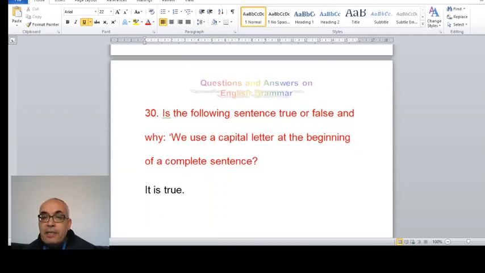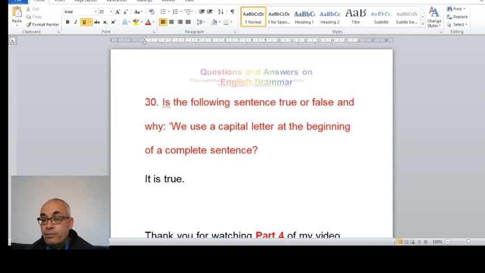Now, is the following sentence true or false, and why? We use a capital letter at the beginning of a complete sentence. Of course it is true. Why? Every time you start a new sentence, you must use a capital letter. If you put a full stop, you have to use a capital letter after a full stop all the time.